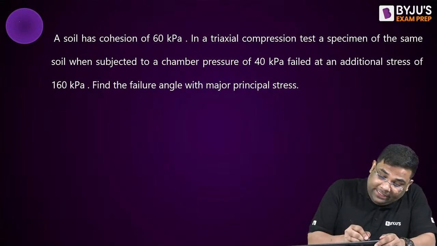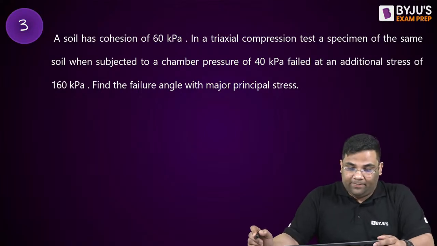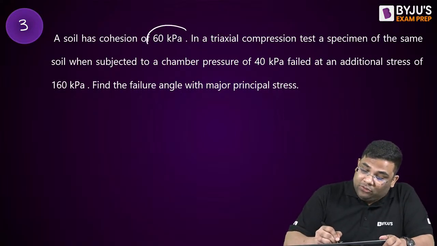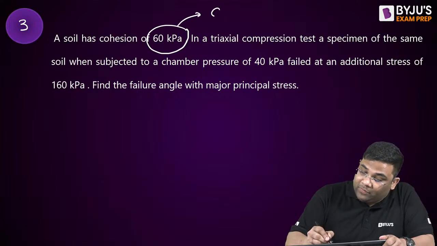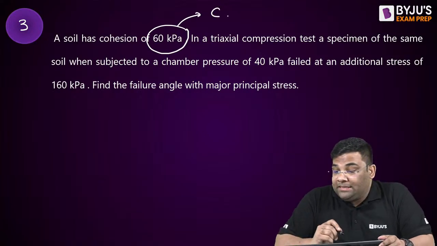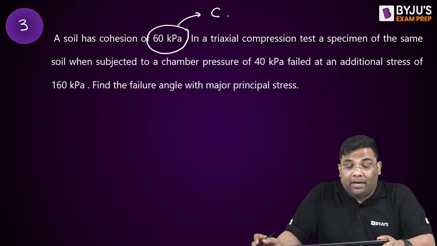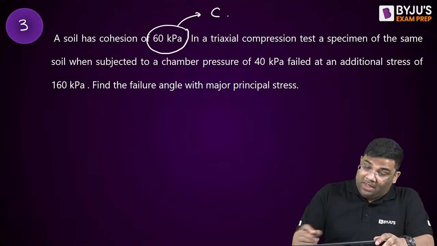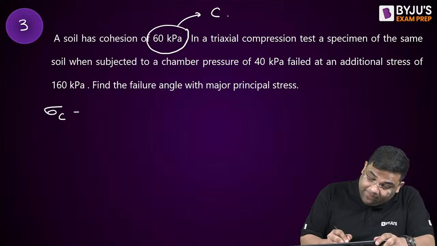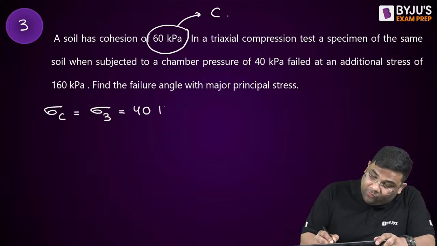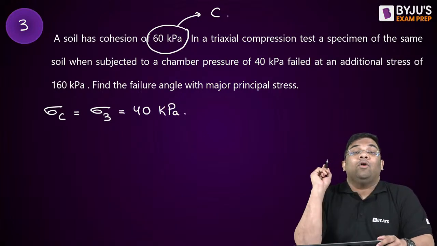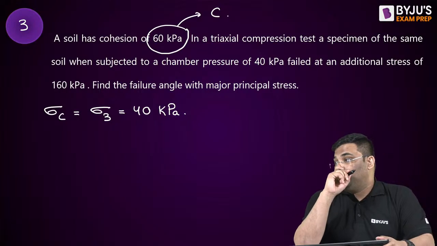Question number 3. Okay, something on shear strength. A soil has a cohesion of 60 kilopascal. So this is the value of what? C. In a triaxial compression test, a specimen of the same soil is subjected to a chamber pressure of 40 kilopascal. Chamber pressure is the cell pressure, right? And by the way, that is the minor principal stress also. That is given as how much? 40 kilopascal, failed at an additional stress of 160 kilopascal, right?